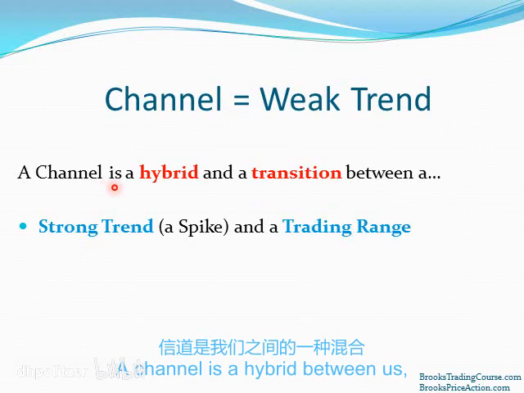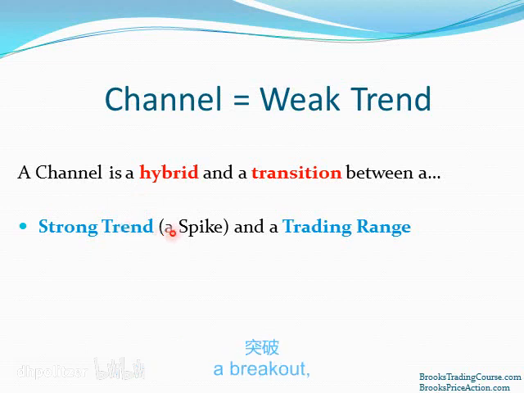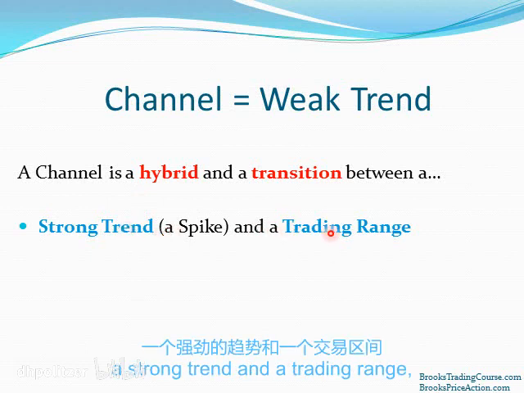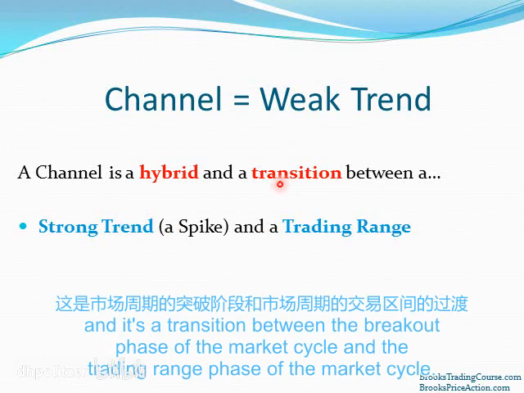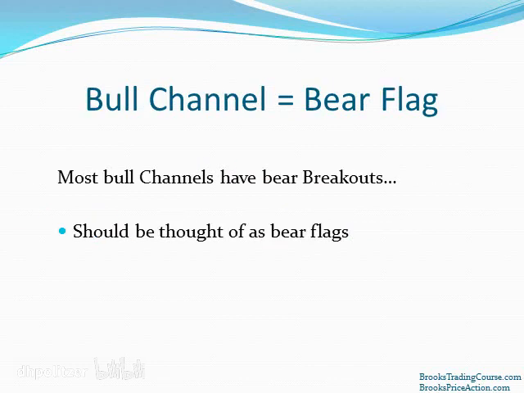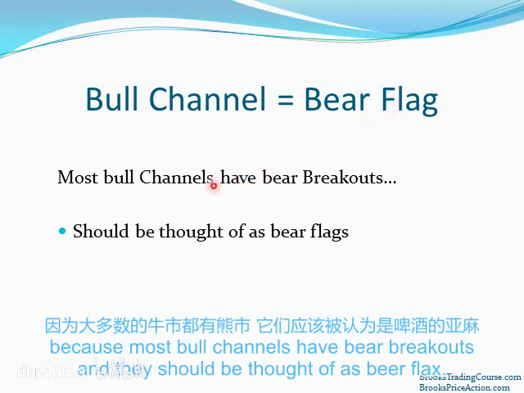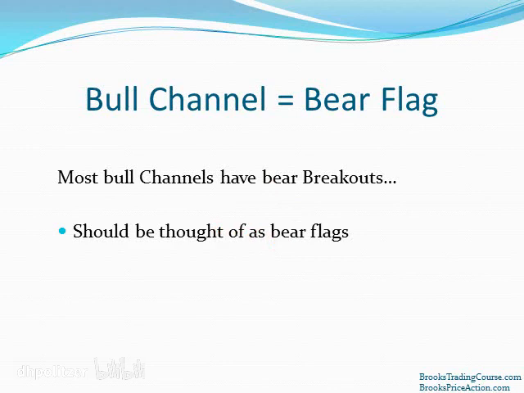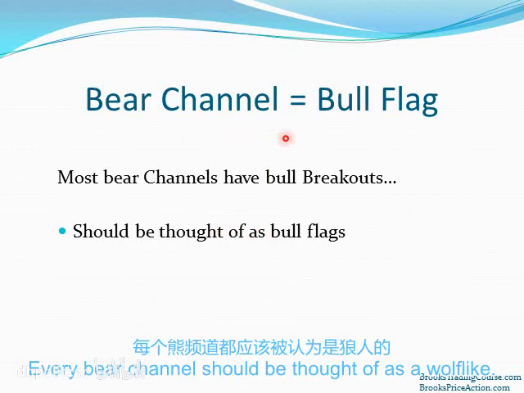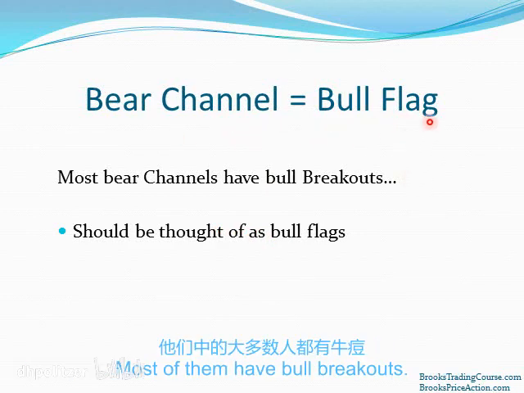A channel is a hybrid between a spike, a breakout, a strong trend, and a trading range, and it's a transition between the breakout phase of the market cycle and the trading range phase of the market cycle. Every bull channel is the same as a bear flag, because most bull channels have bear breakouts, and they should be thought of as bear flags. Every bear channel should be thought of as a bull flag. Most of them have bull breakouts.